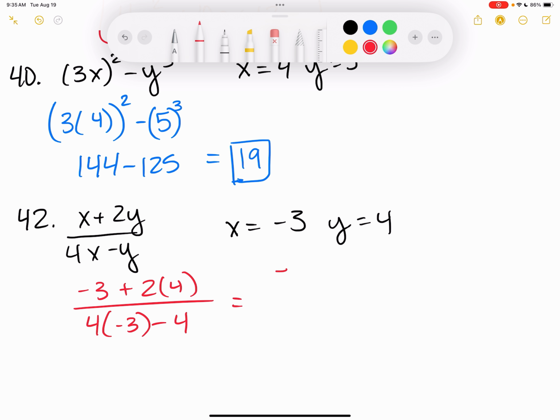5, because negative 3 plus 8, over, what about down here? Negative 12 minus 4, so negative 16. Yep. Now, obviously, if we could reduce, then we would, but this one doesn't reduce any farther. If you put the negative on top, out front, or on the bottom, it doesn't matter. It's not going to change anything.